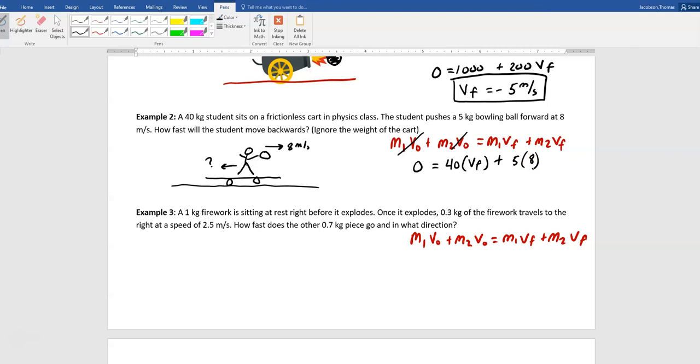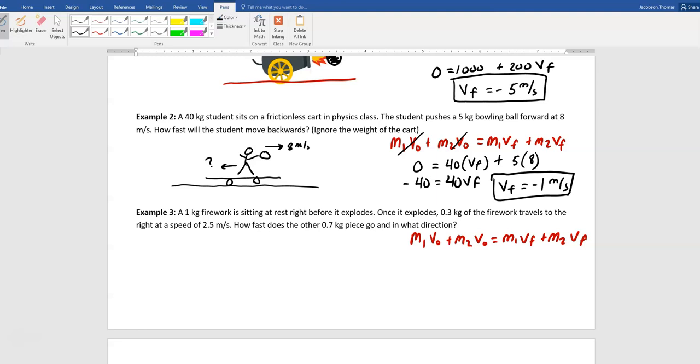We've got to solve for VF, so I would bring over the 40, the 8 times 5, so -40 equals 40 VF, and VF should equal -1. Again, it's negative because the person is going the opposite way as the bowling ball.